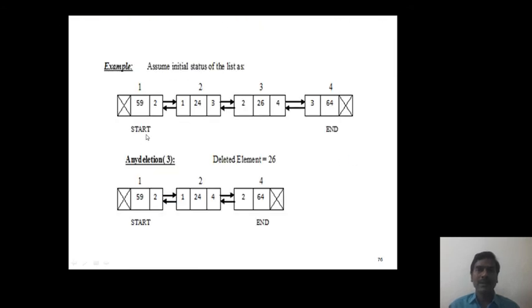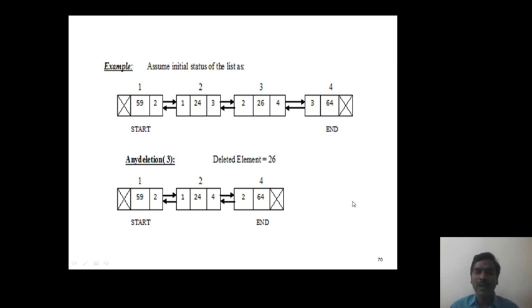Example: assume the initial status of the list as 4 elements 59, 24, 26 and 64. Now we are applying any deletion of 3. That means the third position element is deleted from the list. Now it prints the message: deleted element equals 26. So after deletion, the list becomes 59, 24 and 64. This is the deletion operation.